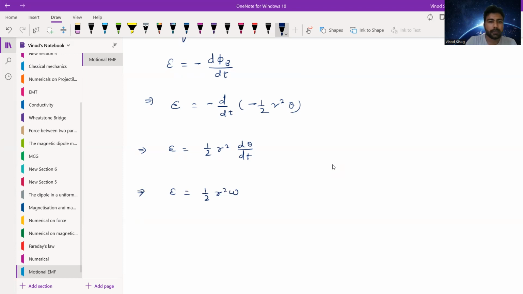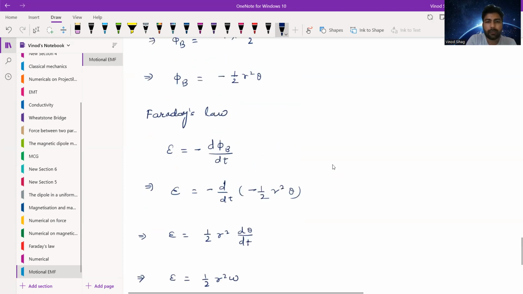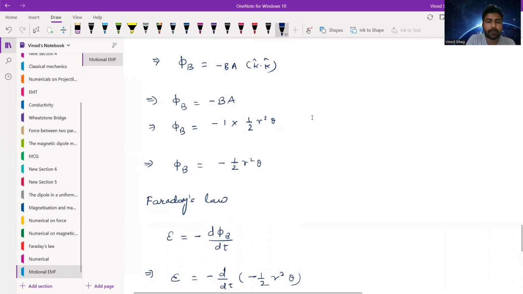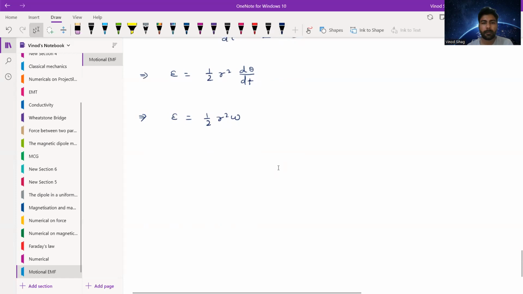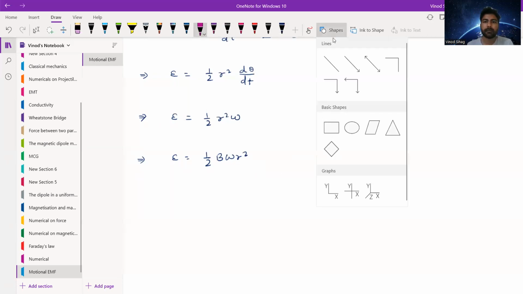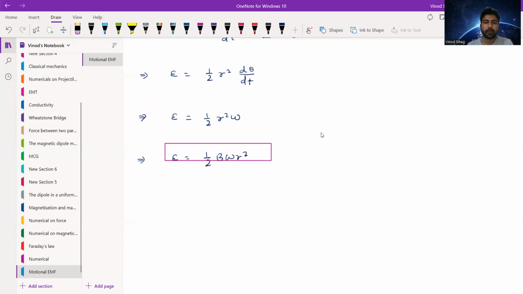If we had not placed the value of the magnetic field B, which was 1 Tesla, the equation would have been E equals to half B omega r square. This is the equation of induced EMF where the rod was rotating in the circular ring.